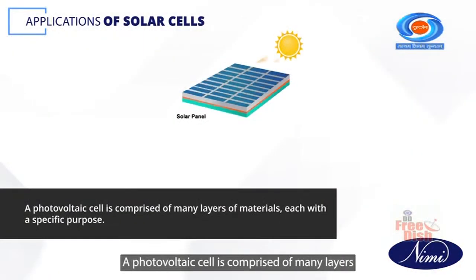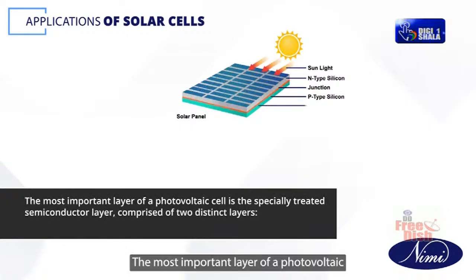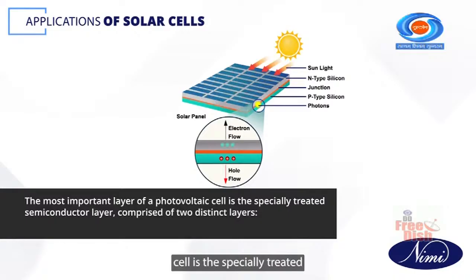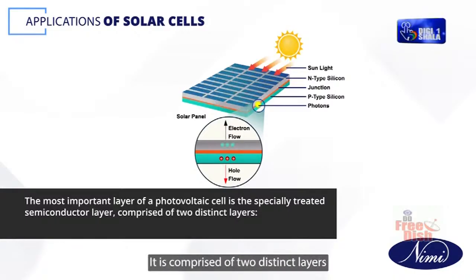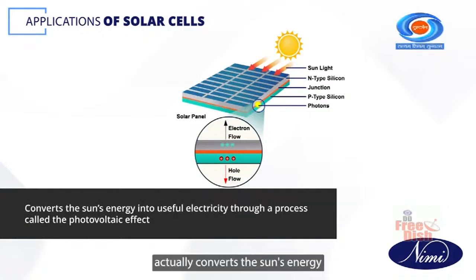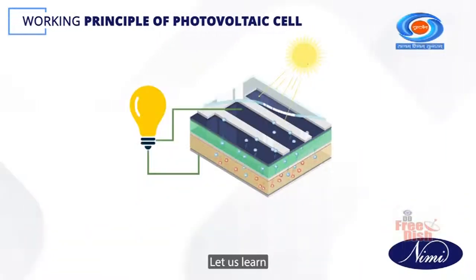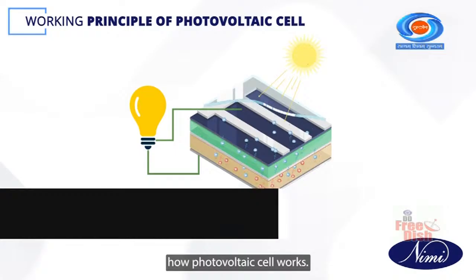A photovoltaic cell is comprised of many layers of materials, each with a specific purpose. The most important layer of a photovoltaic cell is the specially treated semiconductor layer. It is comprised of two distinct layers, P-type and N-type, and is what actually converts the sun's energy into useful electricity through a process called the photovoltaic effect. Let us learn how photovoltaic cell works.